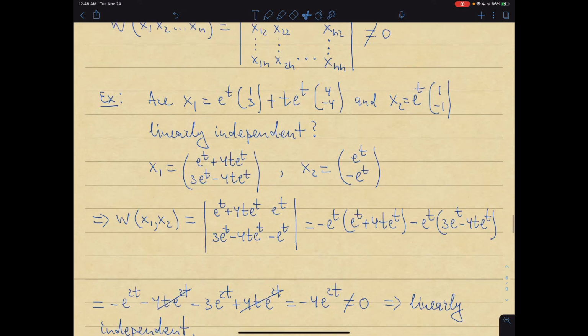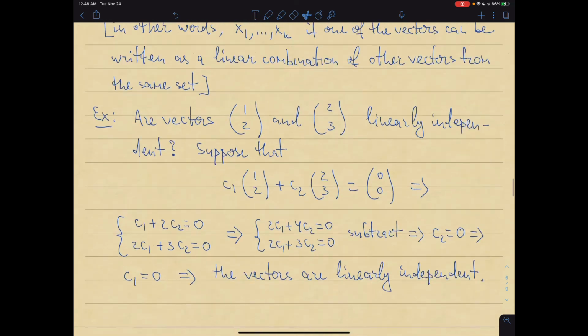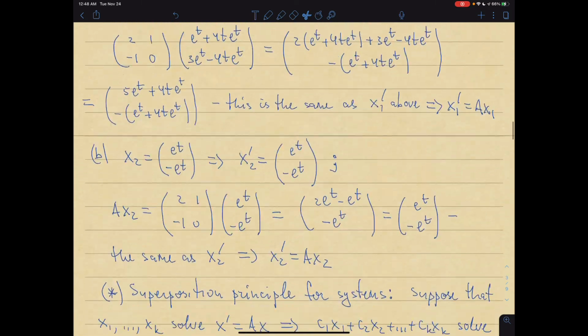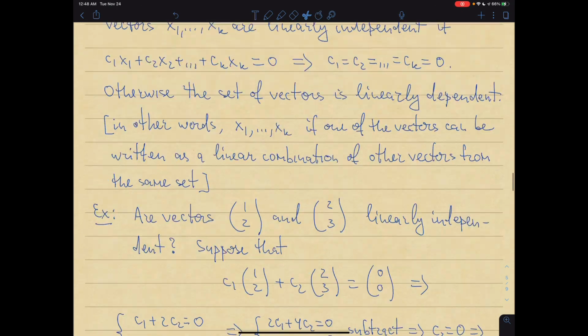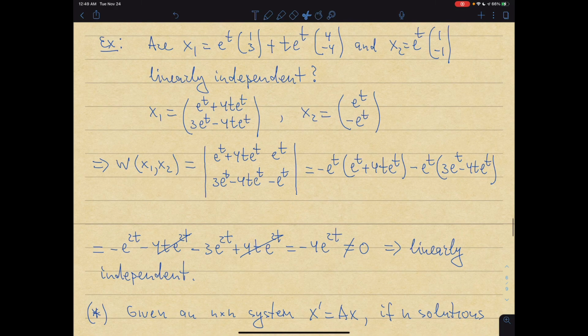So going back to that example that I did previously, remember that we showed that these two were two solutions of a linear system of ODEs, or a matrix equation up here. So that was this example. And so now I want to demonstrate that the same two functions are linearly independent. How would I do that? I have to construct a Wronskian.